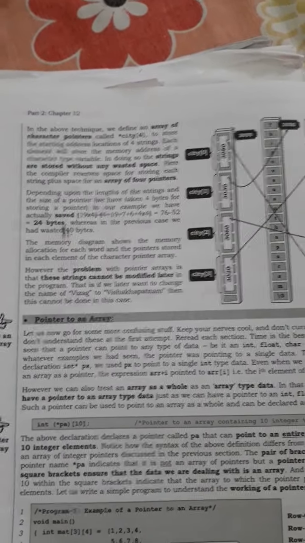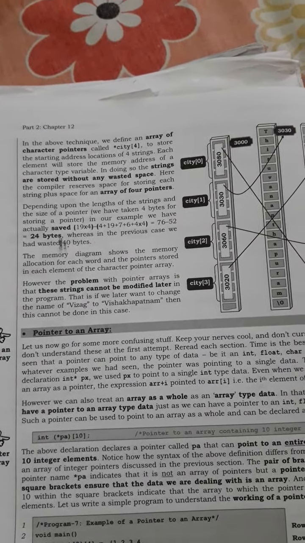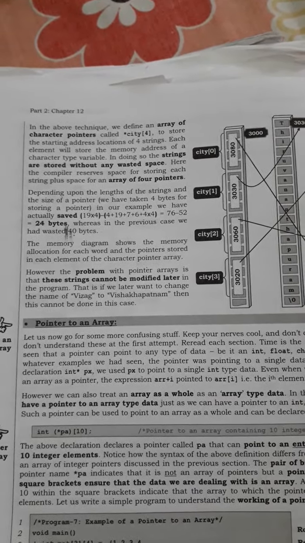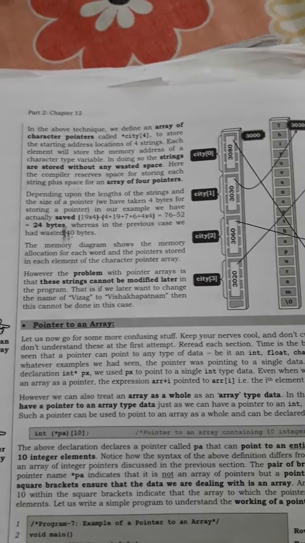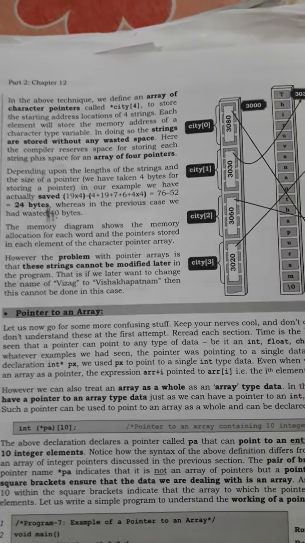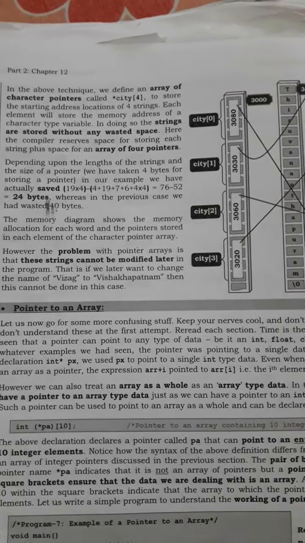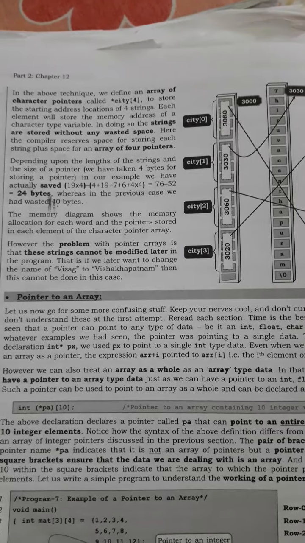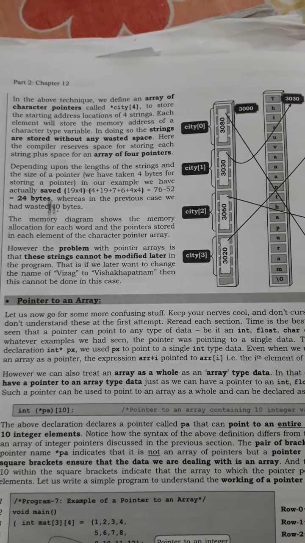Now from today I am going to discuss how we can point to a whole array. Till now we have discussed individual elements or individual variables using an array, and then individual elements using a pointer. Now I am going to discuss how a pointer can indicate a whole array.